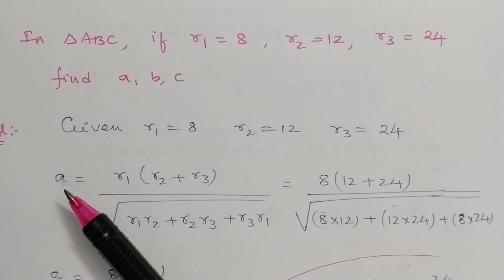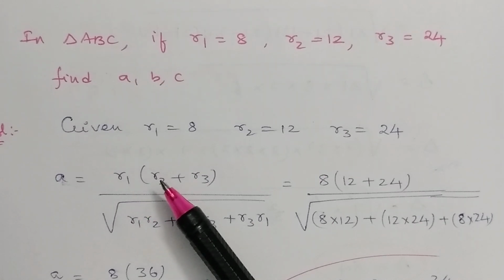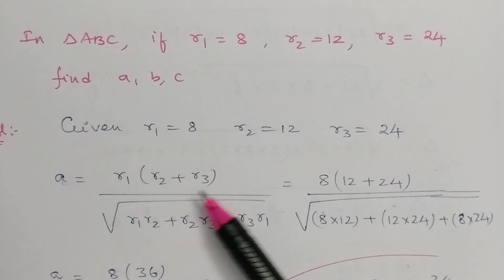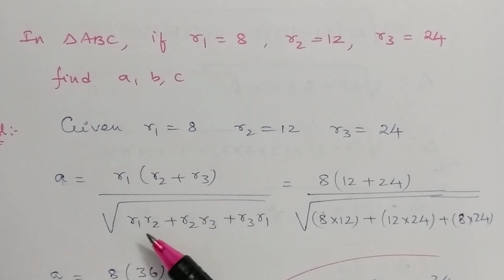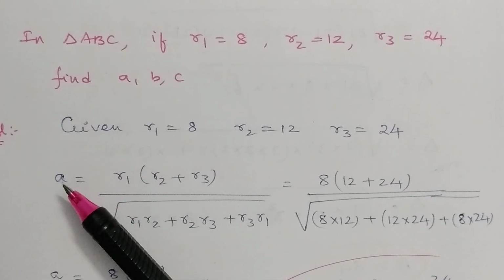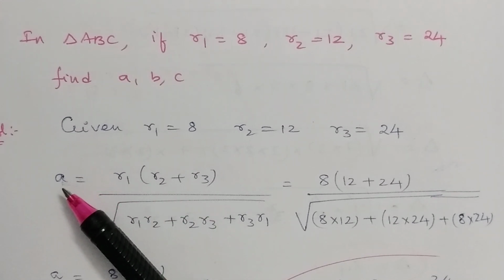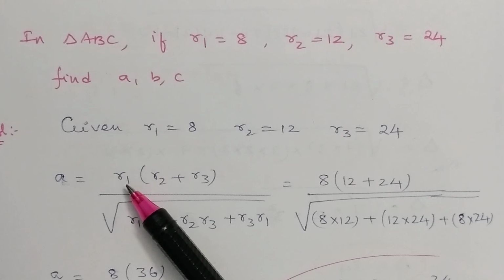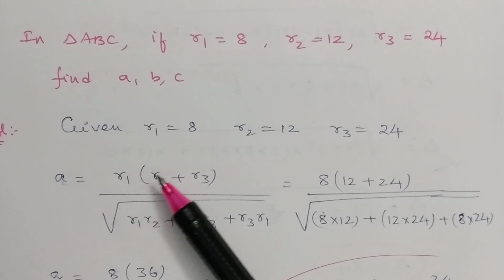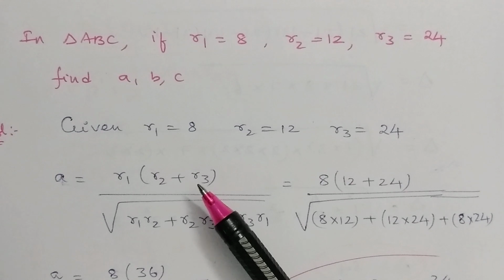To get A, we have a formula: R1 into (R2 plus R3) by root over (R1 R2 plus R2 R3 plus R3 R1). We can easily remember this formula. 1 stands for A, 2 for B, 3 for C. While calculating A, R1 is outside, and the remaining R2 and R3 are inside.